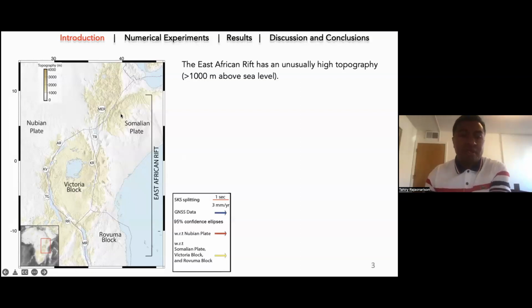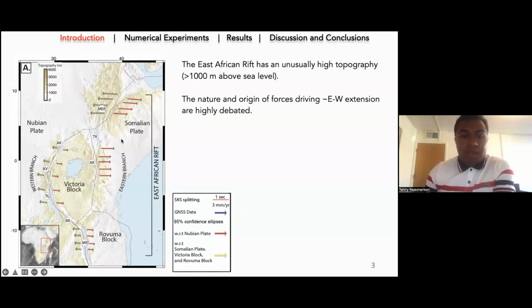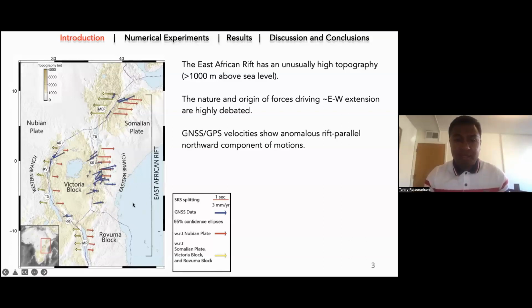And as you can see from this figure, the East African rift has a really unusual high topography, as you can see from this yellowish color. And the East African rift is surrounded by oceanic region, which generates a perfect setting of high topographic gradients. And the rift is opening the Nubia-Somalian plate system in an east-west direction, but the nature and the driving force of this opening is highly debated.